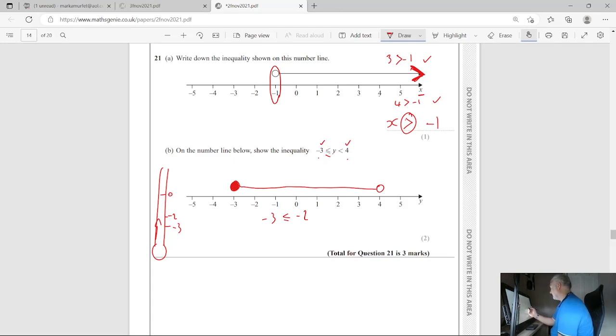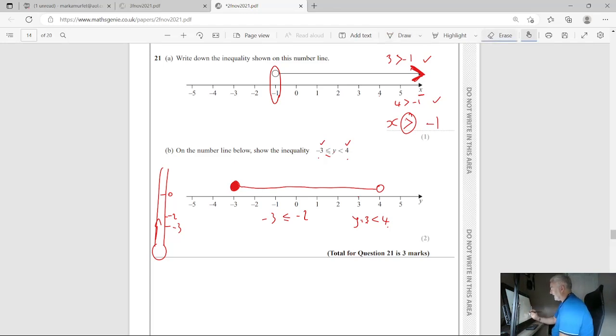Let's look at the top side of that. Is y smaller than 4? Well, at this point here, y would equal 3. And 3 is smaller than 4. Smallest number eats the biggest number. Okay, so I'm happy that that meets my criteria.